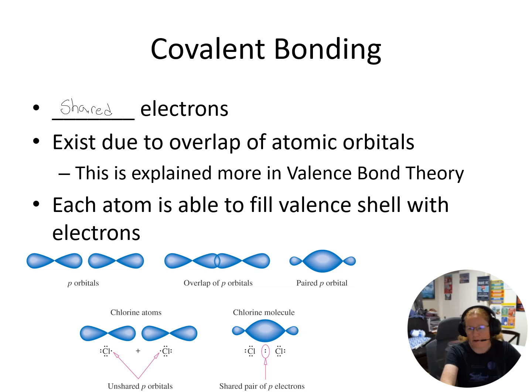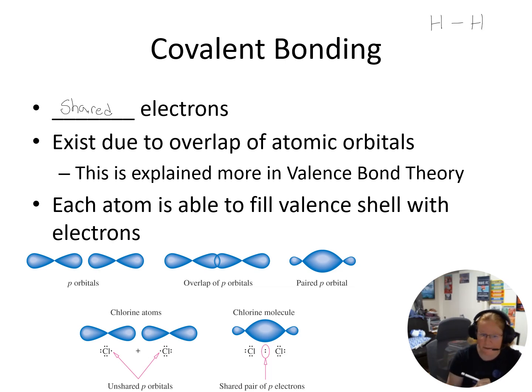So we get an overlap of atomic orbitals. We're going to cover a lot more about this overlap when we talk about valence bond theory in another chapter. And because each atom involved in the bond considers all the electrons in the bond belonging to them, we get a filled valence shell. Okay, and so we can depict our bonds.